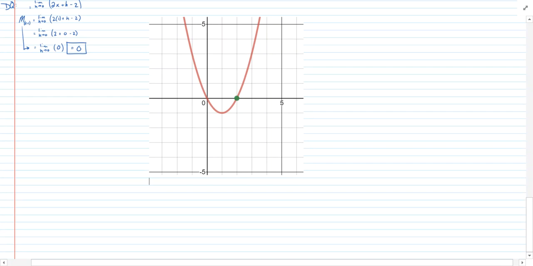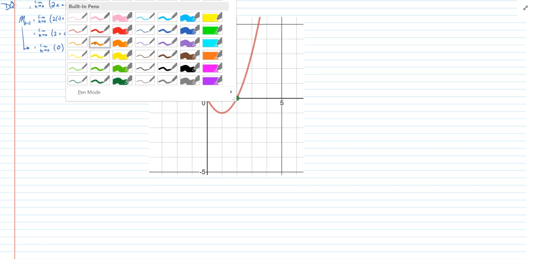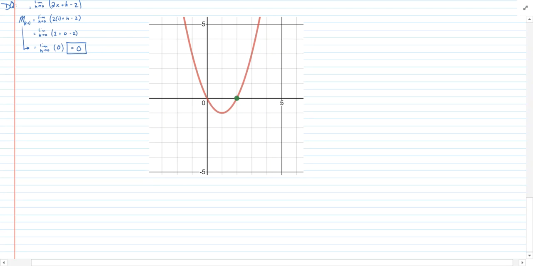How do we show the steepness of that line? I mean, we've got lots of different options here. Let me pick a color that'll stand out a little bit. We might guess that the tangent line looks something like this. I think that'd be a pretty good guess.